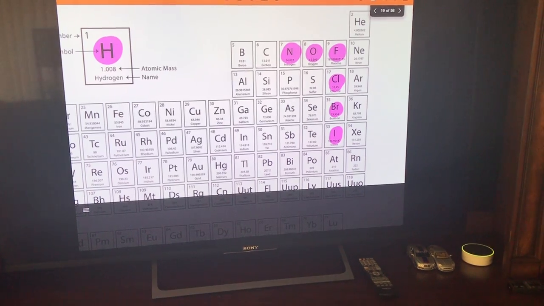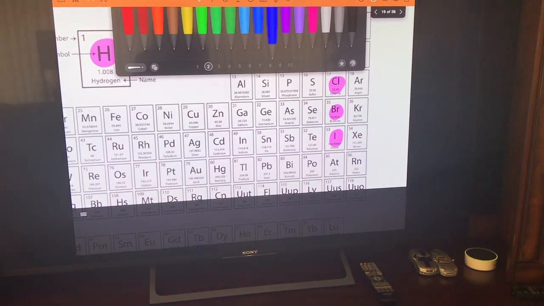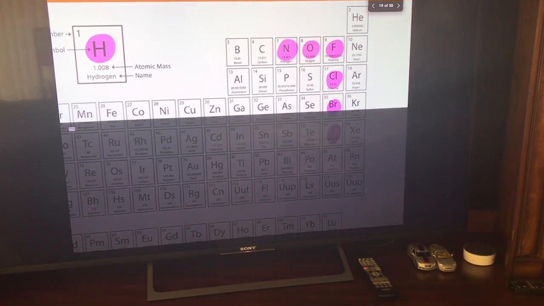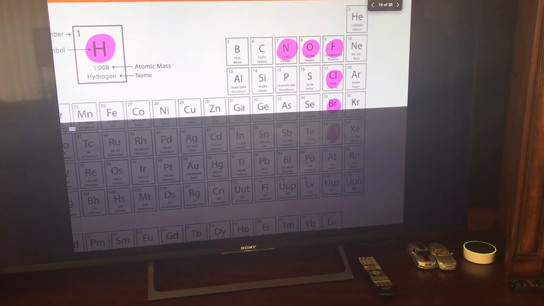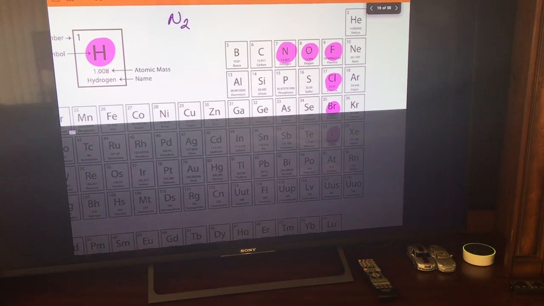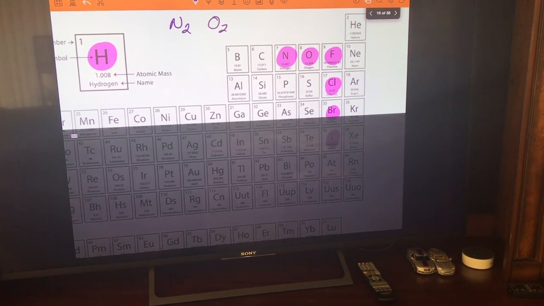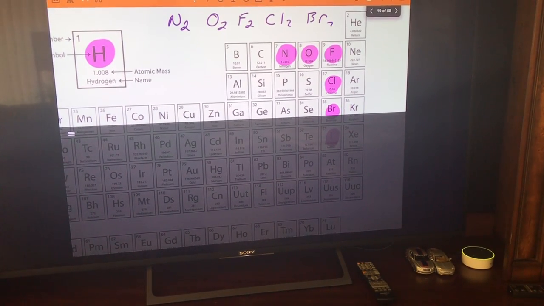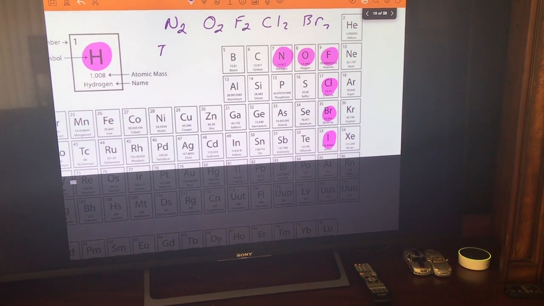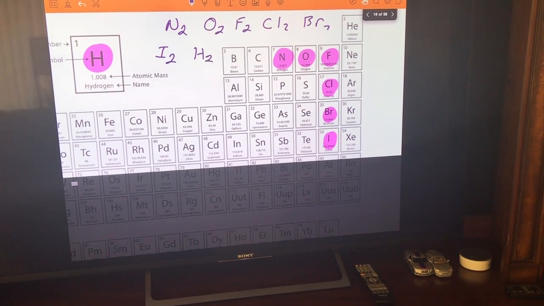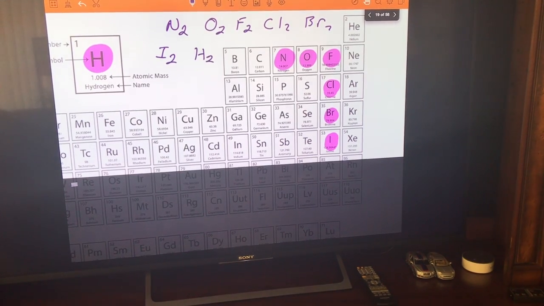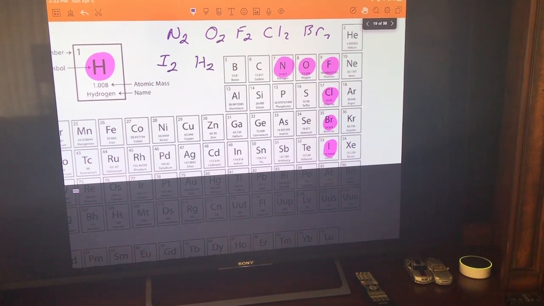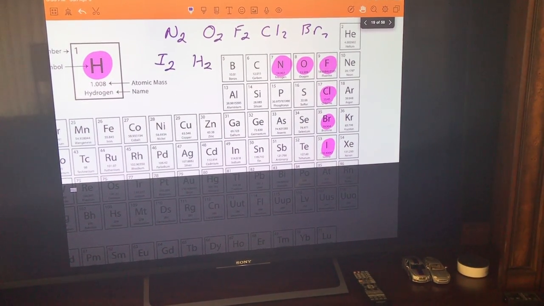So remember, when you see any of these, they always have to be written by themselves. You cannot write them with anything other than a 2 behind them. So it has to be, if they're by themselves, N2, O2, F2, Cl2, Br2, I2, and H2. So when they're by themselves, they have to have a 2 behind them. If they're traveling with a friend, they don't need that extra 2 behind them. So that's diatomic elements. We're going to be using those a lot.